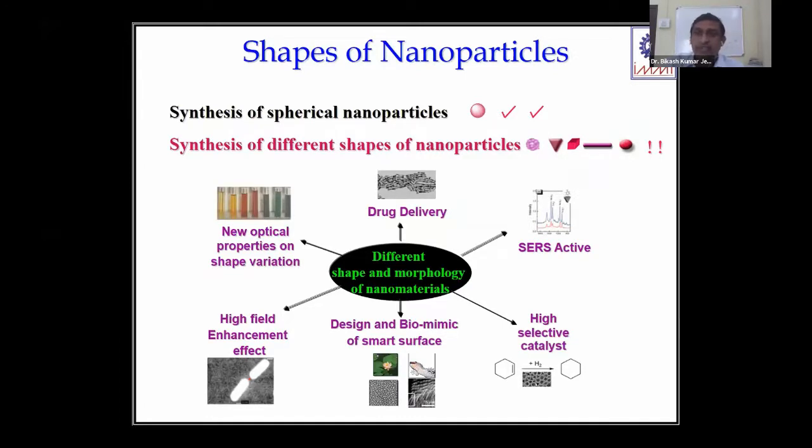The synthesis of spherical nanoparticles is well established, and people have established some very easy methods. But the synthesis of nanoparticles of different shapes is important, because, as we have understood, you can design a shape. For drug delivery applications, designed and tailored size and morphology are very essential. Different shapes of nanoparticles are essential because they have some different, new properties.